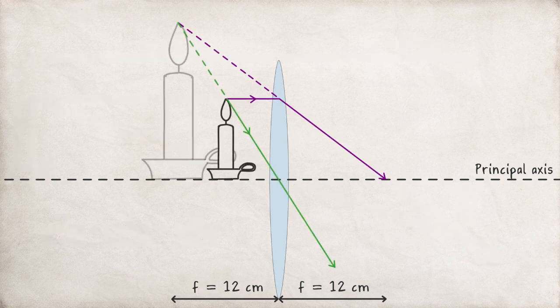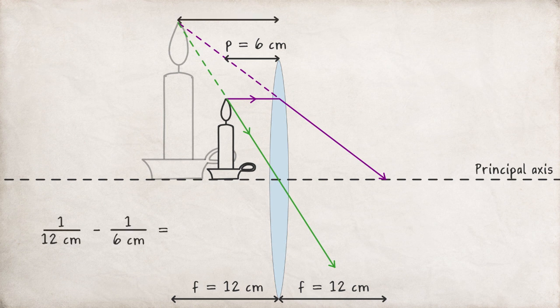If the object is closer than the focal length, say 6 centimeters, the equation will give a negative answer for the image distance, in this case, minus 12 centimeters. This is what happens when there is a virtual image.